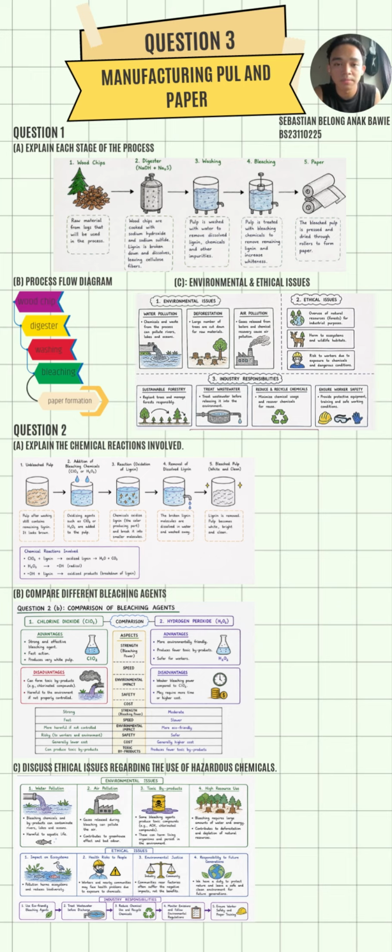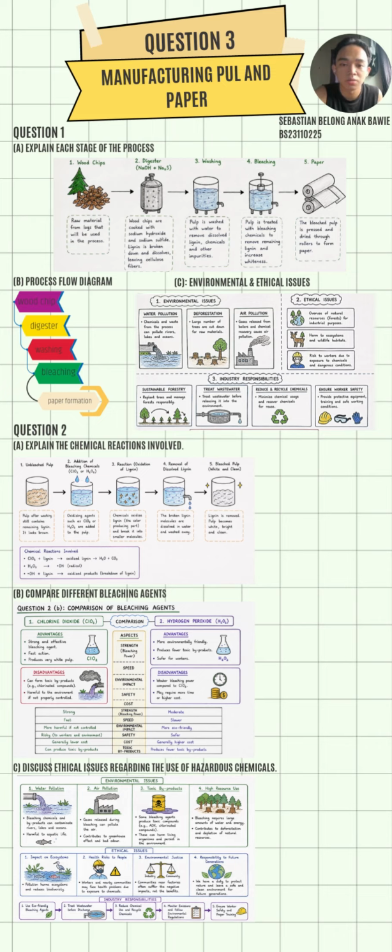The process starts with the wood chips, where logs are cut into small pieces to increase the surface area. Next, in the digester, the wood chips are cooked with sodium hydroxide and sodium sulfide under high temperature and pressure. This removes lignin, which binds the fibers together, and releases the cellulose fiber to form pulp.